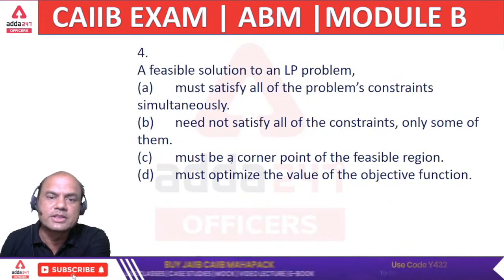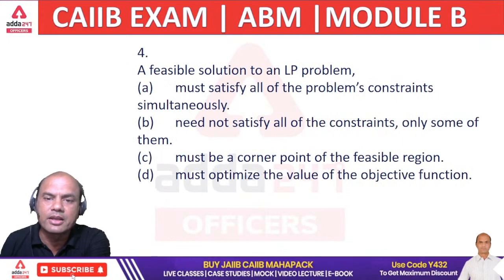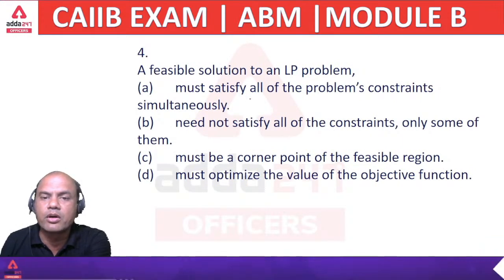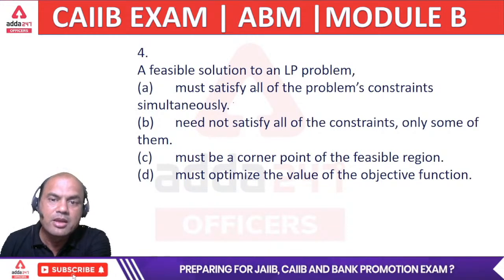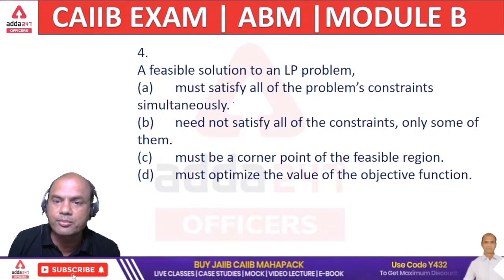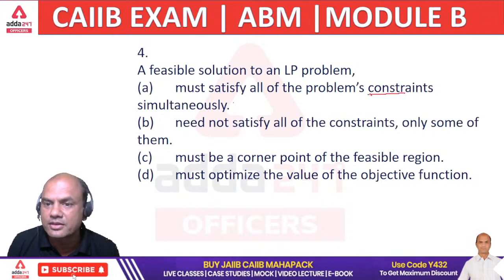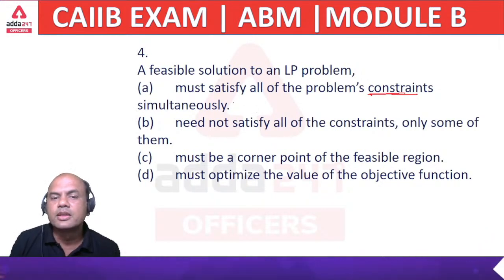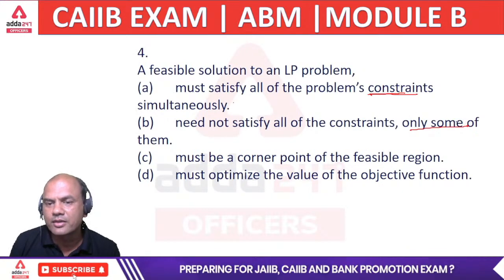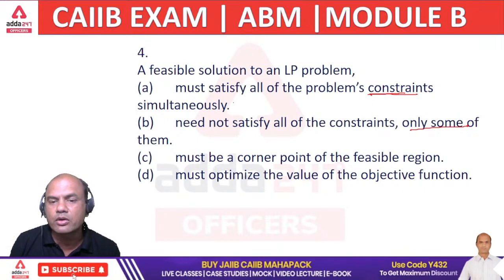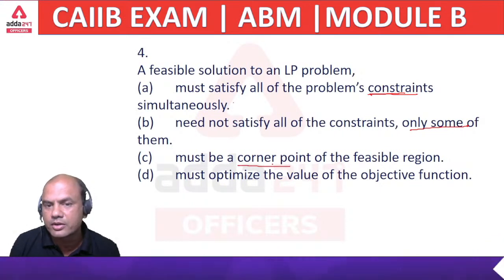Next, a feasible solution to an LPP must satisfy all the problem's constraints simultaneously, okay. Means all the problem constraints simultaneously, okay. Number 2, need not satisfy all the constraints, only some of them, okay. Must be the corner point of the feasible region, must be the corner point, okay.